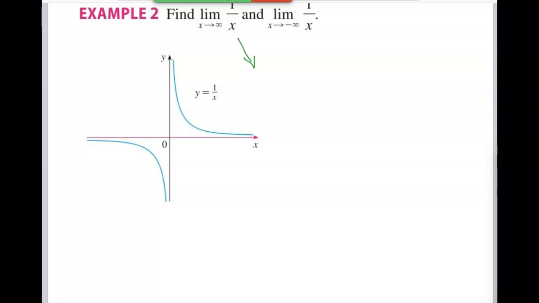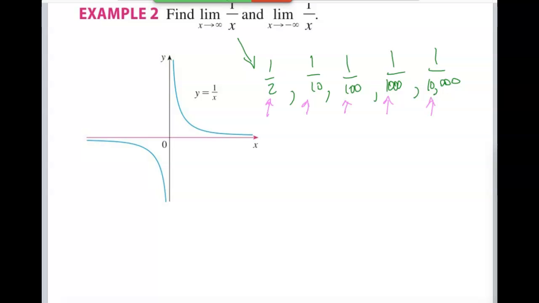So I'll start with just plugging in different values of x. I'll plug in 2, not very big, 10, 100, 1,000, 10,000. What are these fractions getting closer and closer to as I let x increase? In the chat, what are these fractions getting close to? Good. They're just getting closer to 0, right?